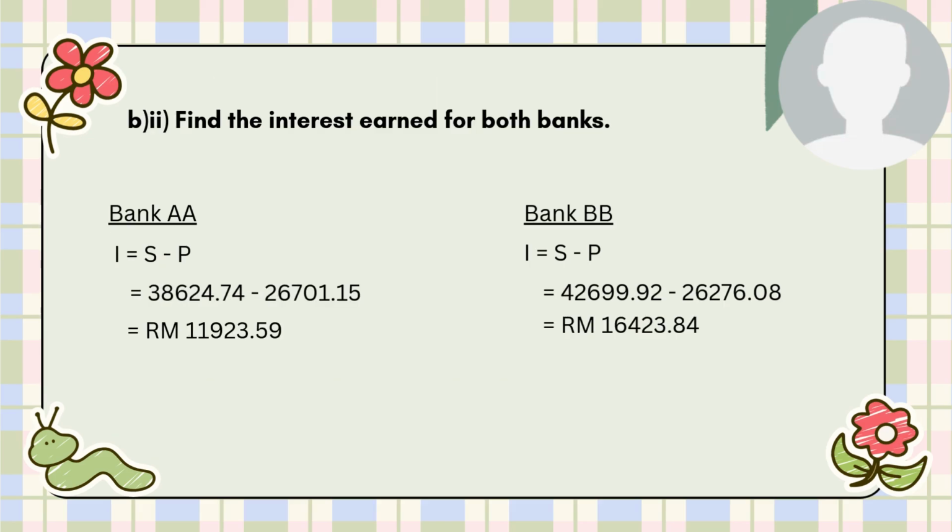Question 1b2, find the interest earned for both banks. Now to find the interest, you simply minus S minus P. I equals S minus P. Now for Bank AA, 38,624 ringgit and 74 cent minus 26,701 ringgit and 15 cent, you will get 11,922 ringgit and 59 cent. Now for bank BB, by using the same formula, you would get 16,422 ringgit and 84 cent.